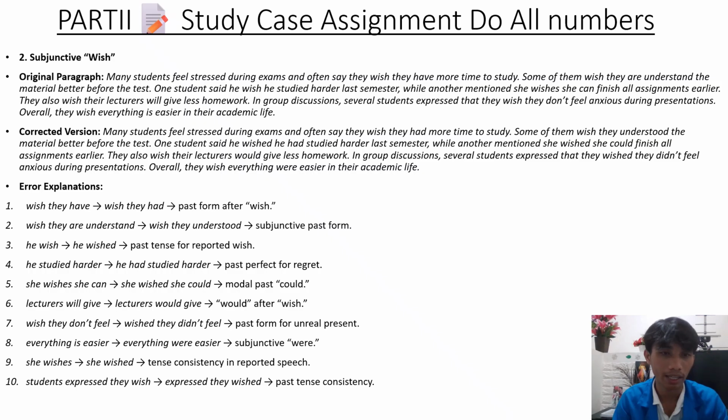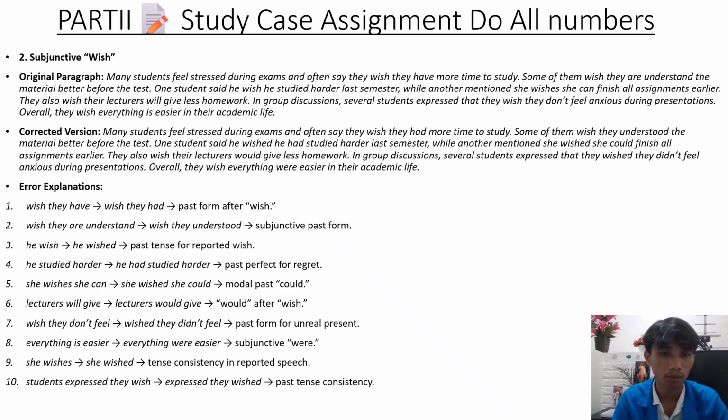For error explanations: 1. Wish they have, changed to wish they had. Past form after wish. 2. Wish they are understand, change to wish they understood. Subjunctive past form. 3. He wishes, change to he wished, past tense for reported wish. 4. He studied harder, changed to he had studied harder, past perfect for regret. 5. She wishes she can, changed to she wished she could, modal past could.